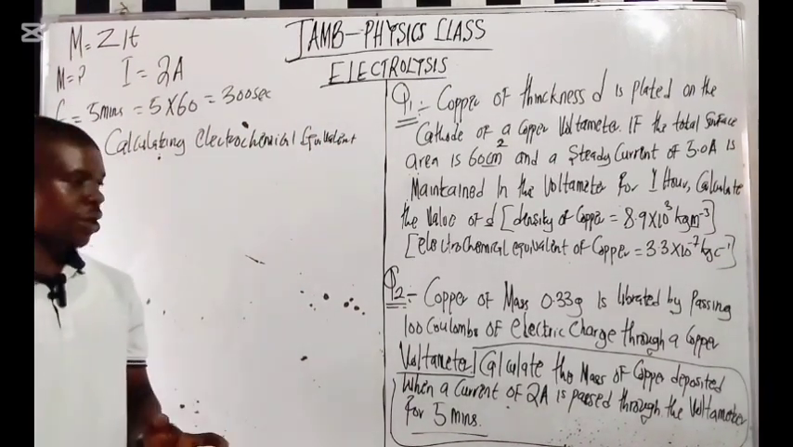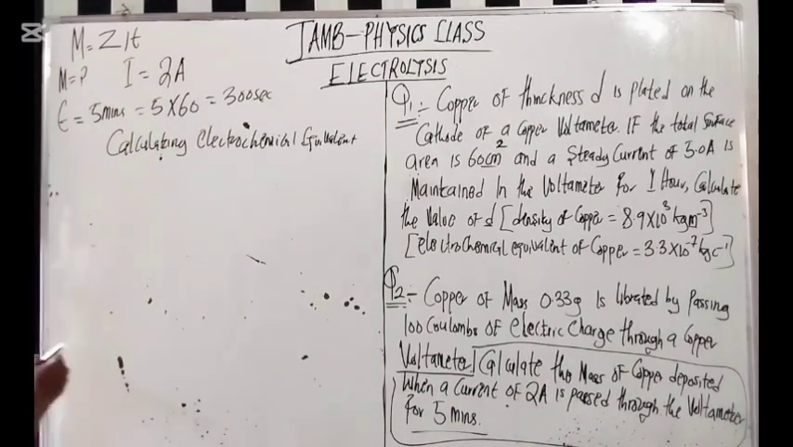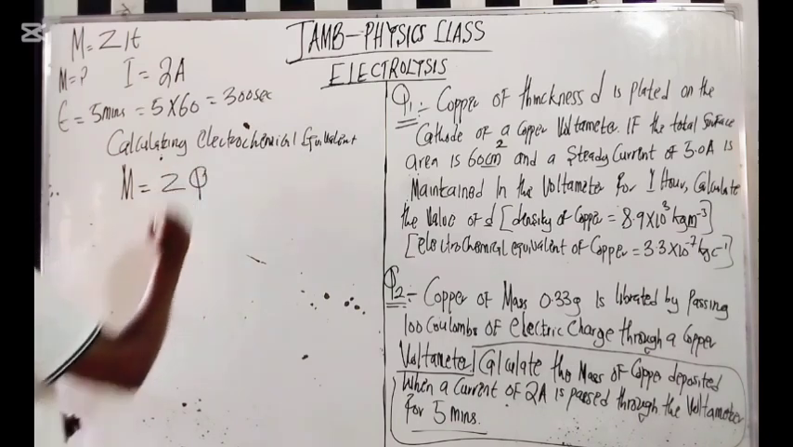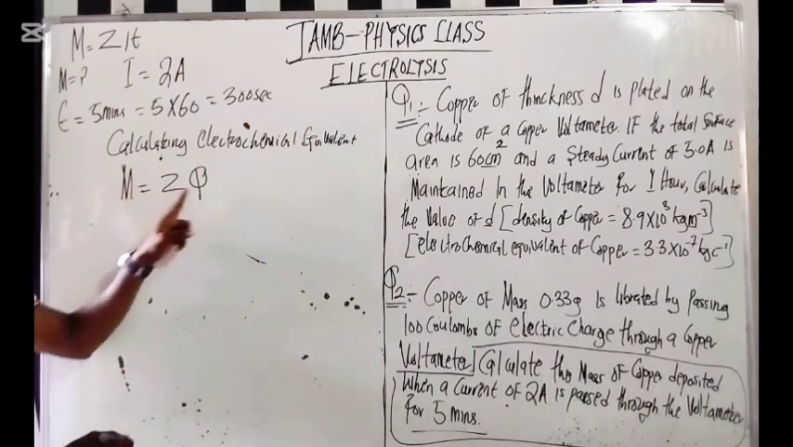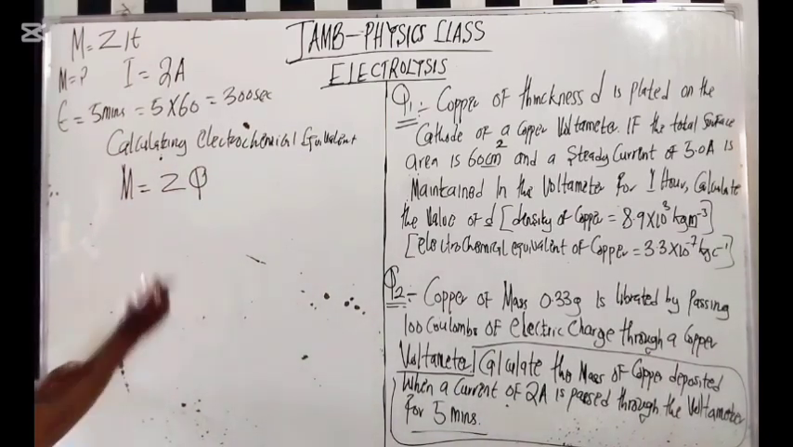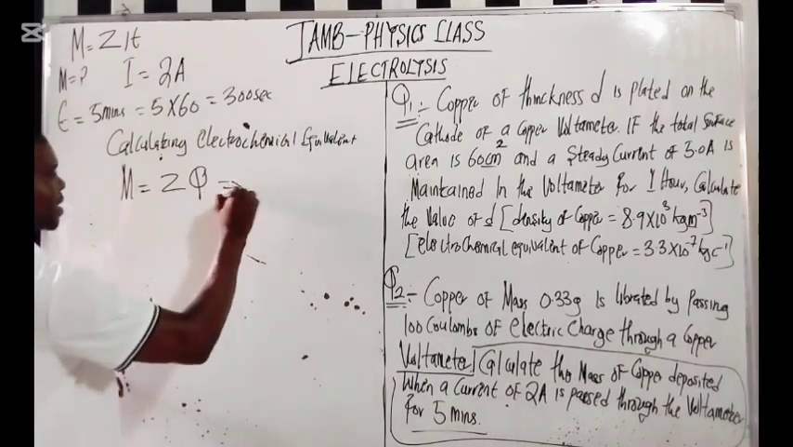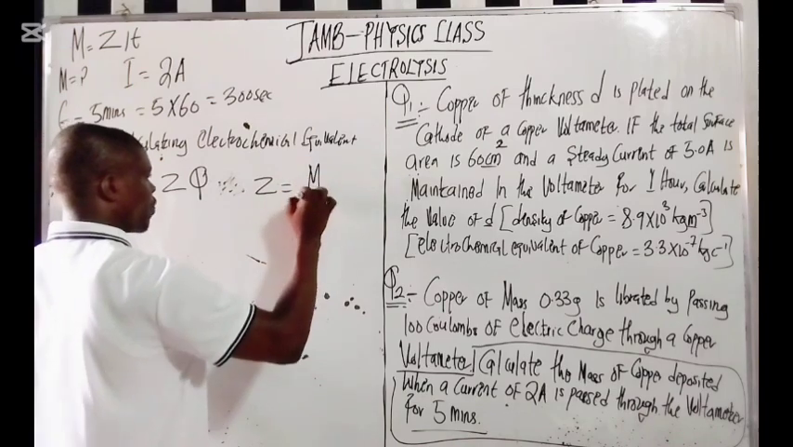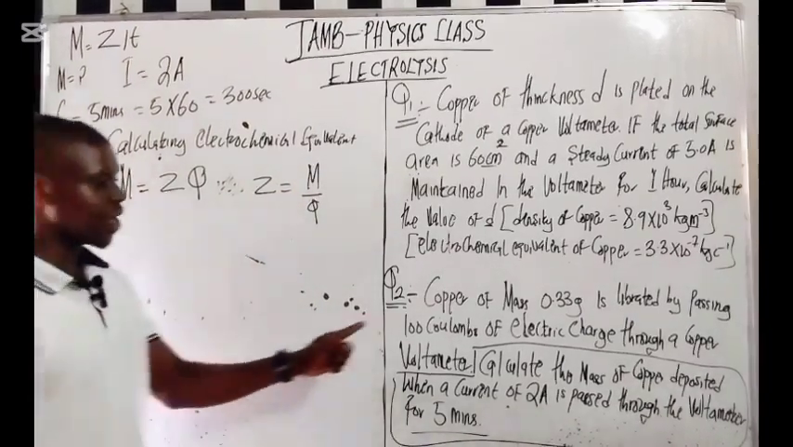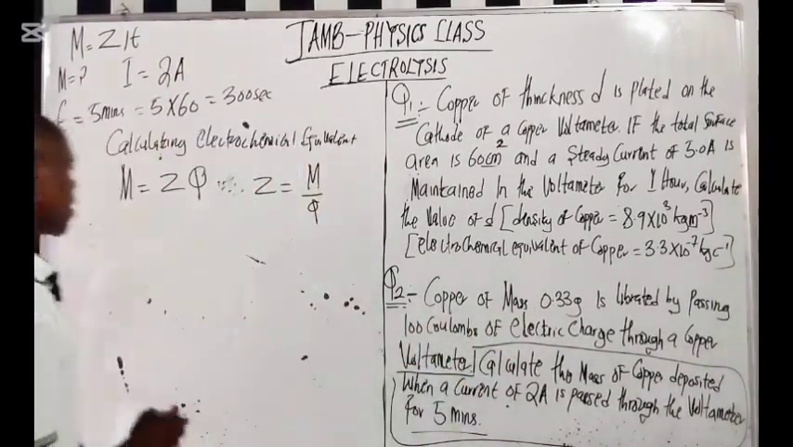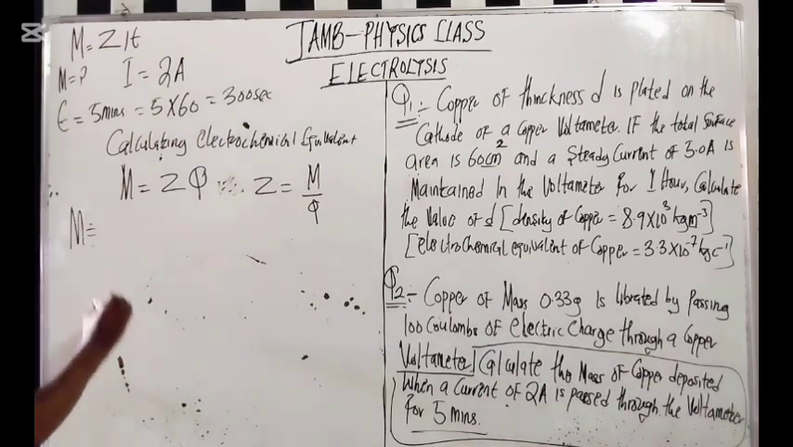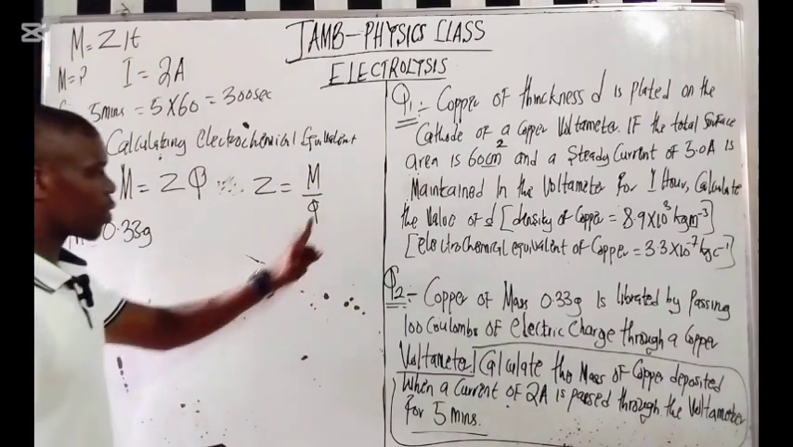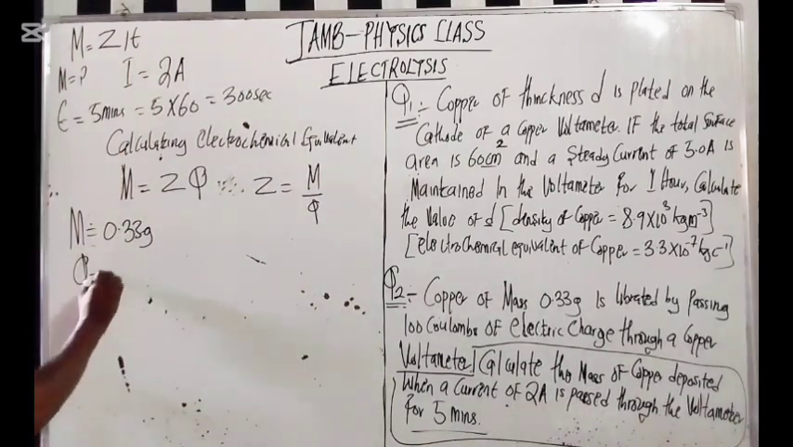So how do you calculate the electrochemical equivalent here? Remember, we know that M is equal to ZQ, right? So if I know my M and my Q, I can really know what my Z is, right? So if I make Z the subject, this implies that Z equals M over Q. So it is this value here. Remember, my mass is 0.33 gram, right? Then my coulomb Q here is 100 coulomb.